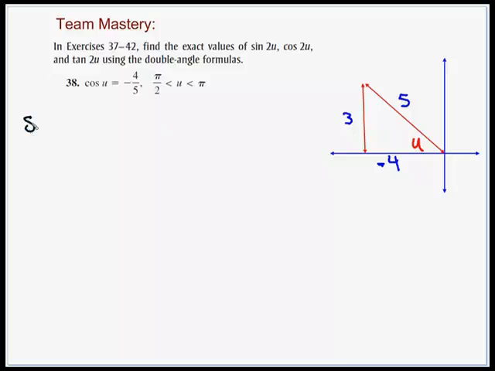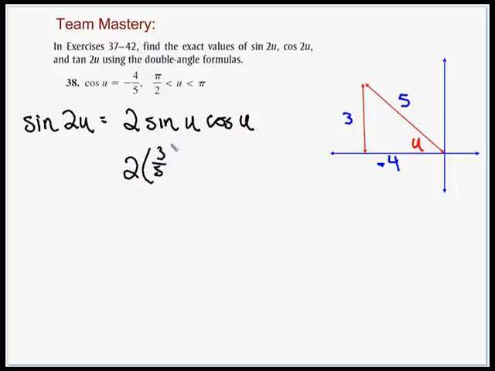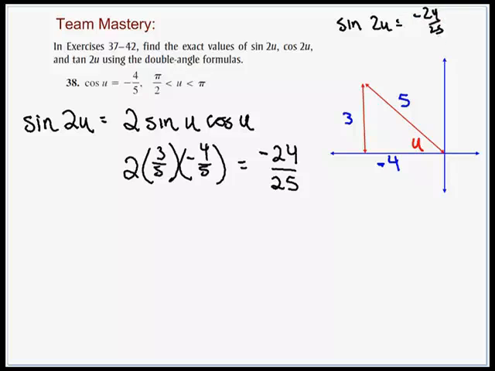So the sine of 2u equals 2 sine u cos u. Our sine of u is opposite over hypotenuse, or 3/5. Our cosine is given as negative 4/5. And if we multiply that straight across, what do we get? Negative 24 25ths. 2 times 3 is 6, times 4 is 24, and it's negative, and 5 times 5 is 25. So negative 24 25ths. Sine of 2u is that.